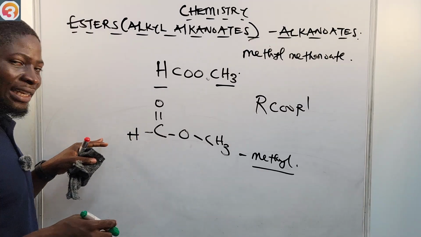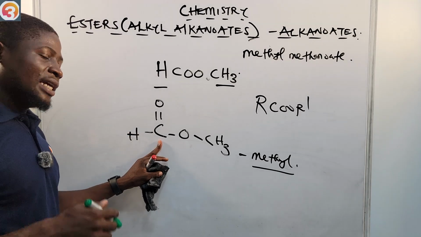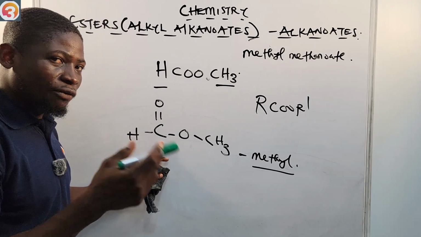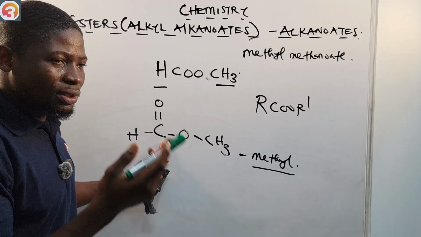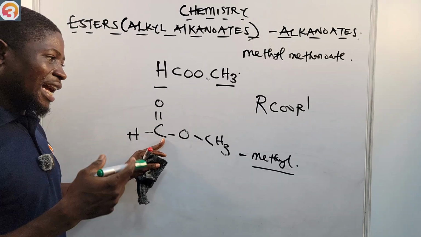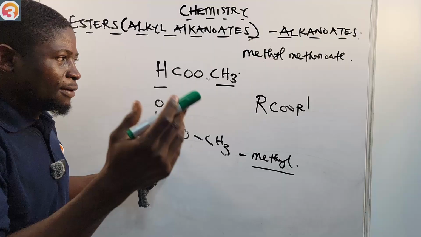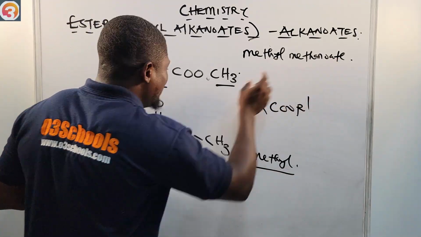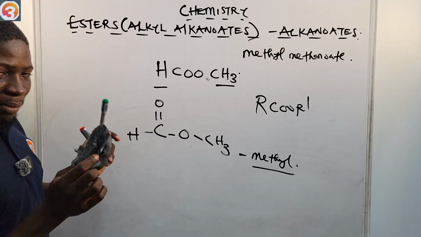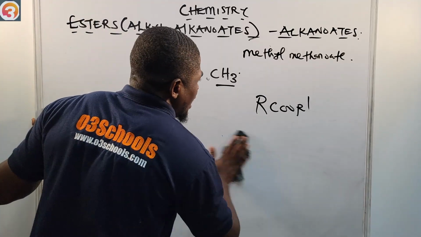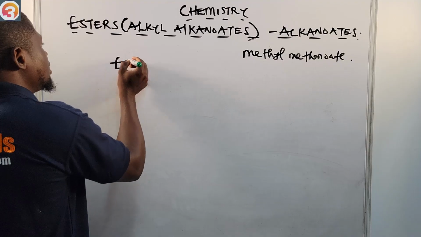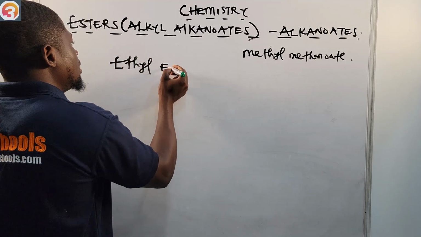How many carbon atoms are on this side? Only one carbon atom. Methane has one carbon, so from methane we take the met, and we now add our oate, because that is the naming. So that's how we have methyl, then we have our methanoate. It will become clearer when we see the second, ethyl ethanoate. So ethyl ethanoate is actually, this is ethyl ethanoate.